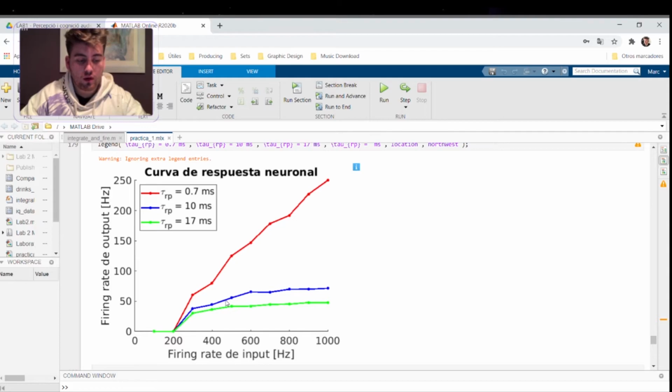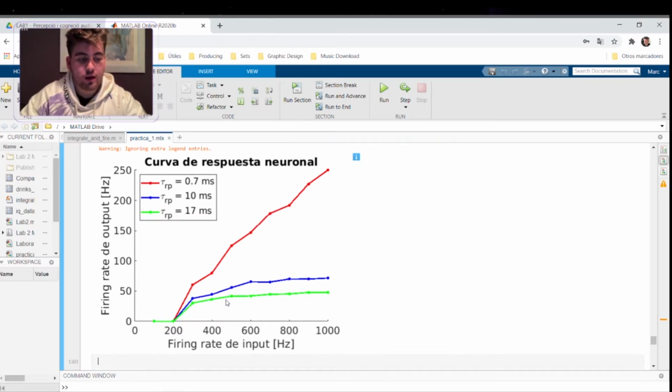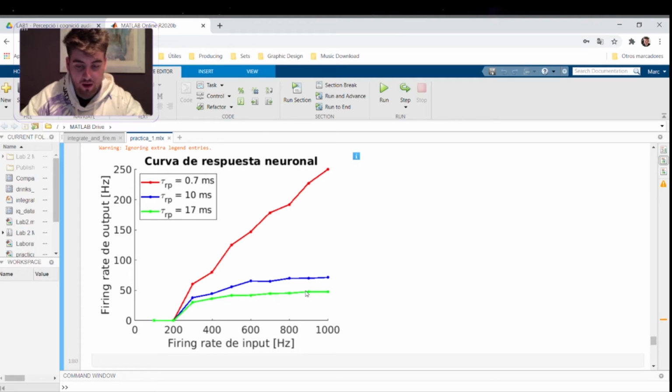Why do neural firing rates plateau at high input rates? Since the maximum firing rate will be computed as 1 over tau rp, this will lead to a converging plateau at some point in our graphic. This one flattens around here, and this one will flatten around here.